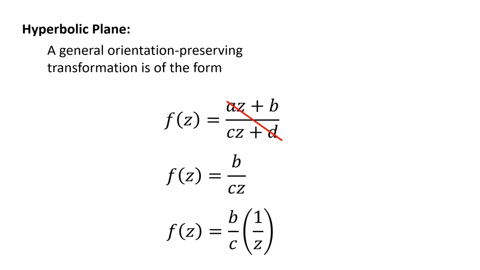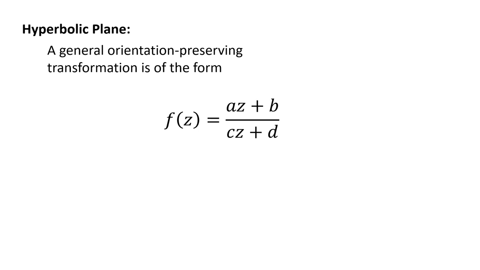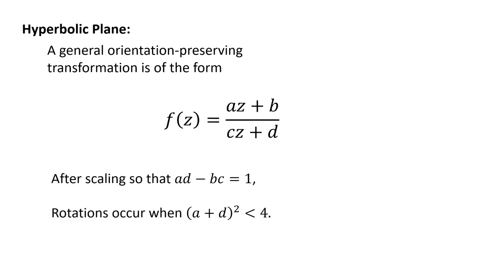How do we rotate in the hyperbolic plane? It turns out that the criteria for rotations is the following. After scaling the top and bottom of the fraction, so that AD minus BC is equal to 1, a hyperbolic transformation is a rotation if and only if a plus d squared is less than 4. In other words, the absolute value of a plus d cannot be greater than 2. And yes, this means that the inversion we just saw was in fact a rotation of the hyperbolic plane by an angle of 180 degrees.